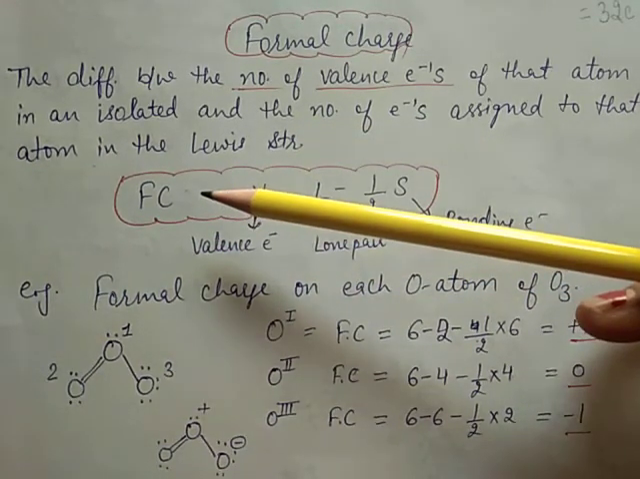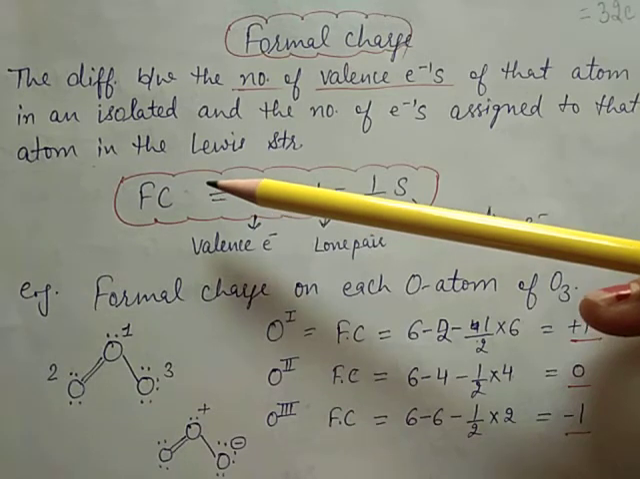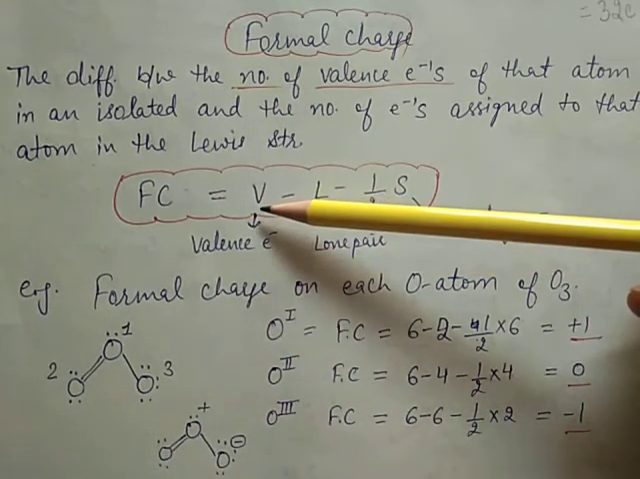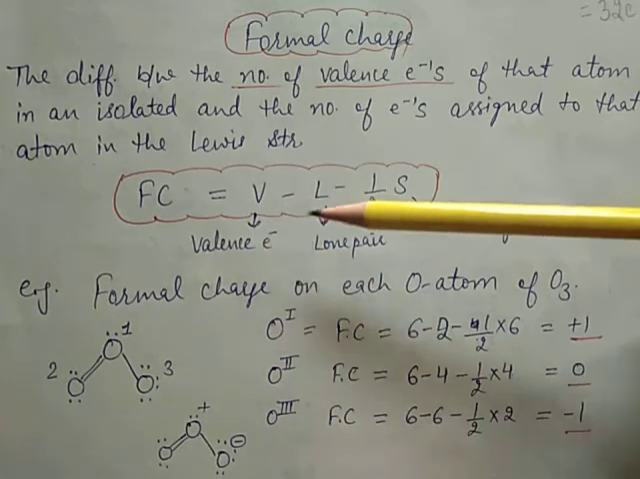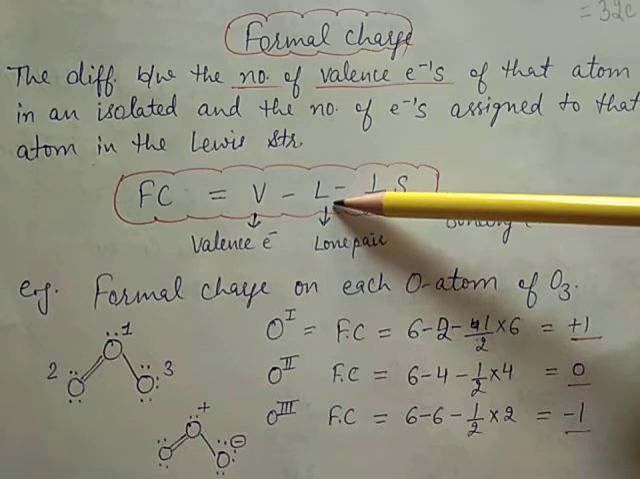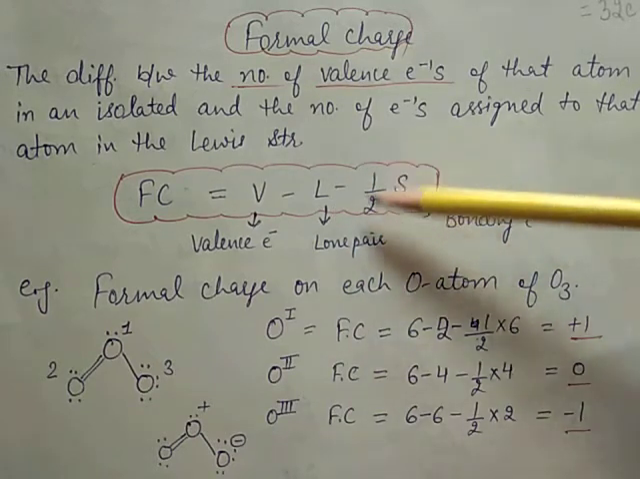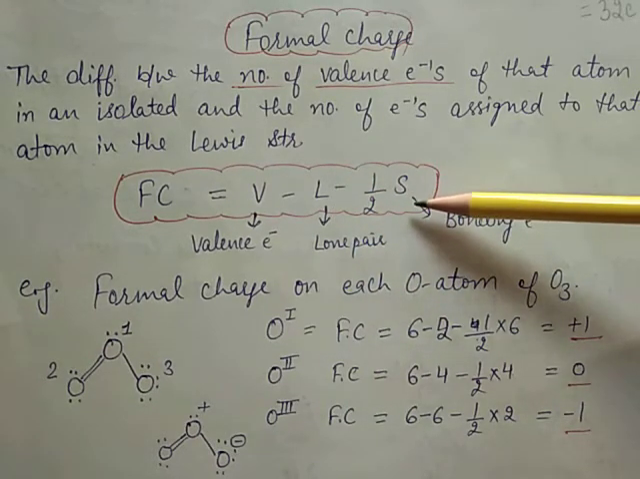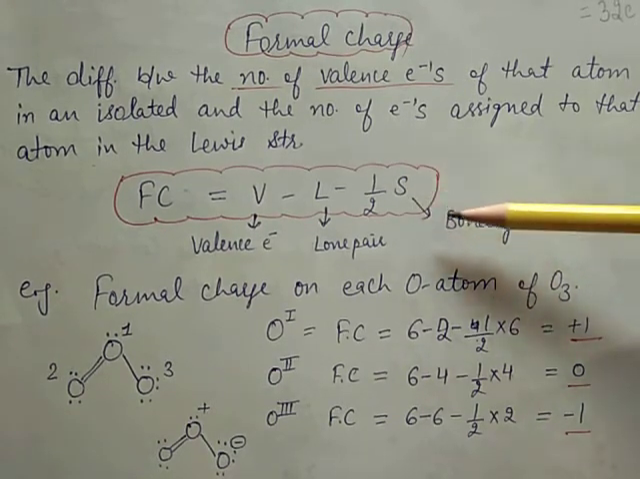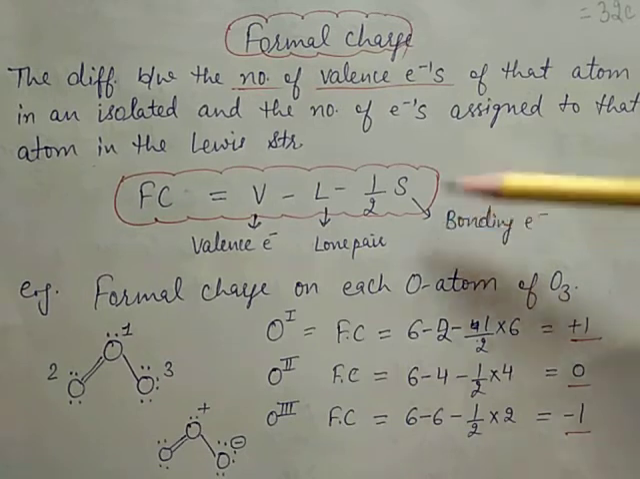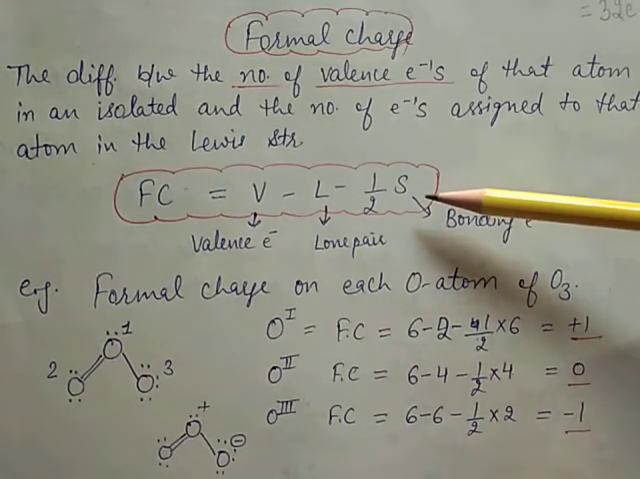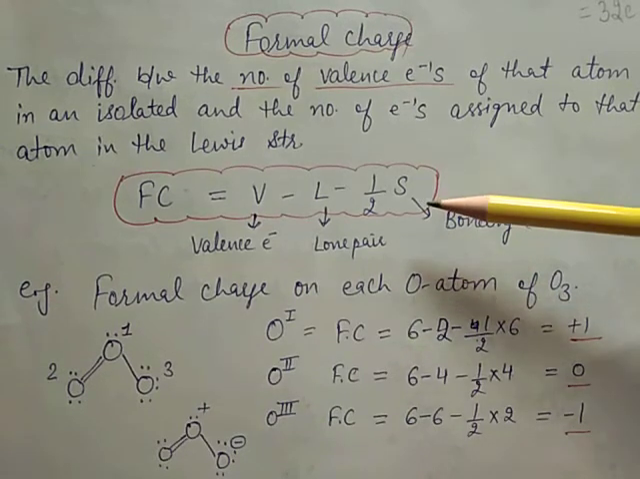Next, how do you calculate the formal charge? Formal charge is equal to the total number of valence electrons in the free atom minus the total number of lone pair electrons minus the total number of bonding electrons, or you can say the shared pair of electrons. With the help of this formula, we can easily calculate the formal charge on each atom.